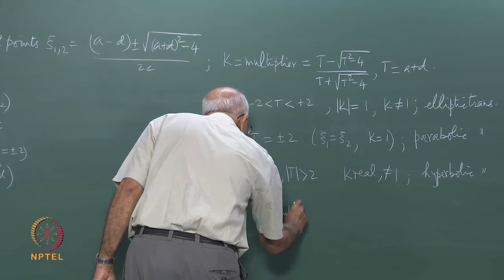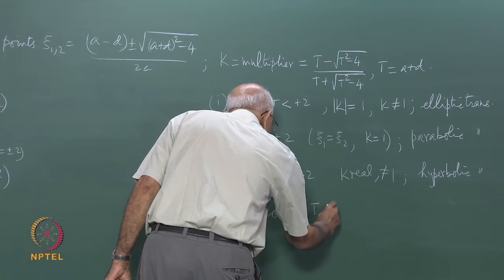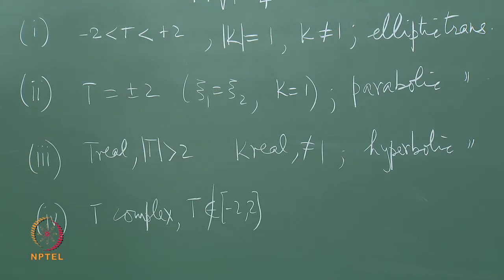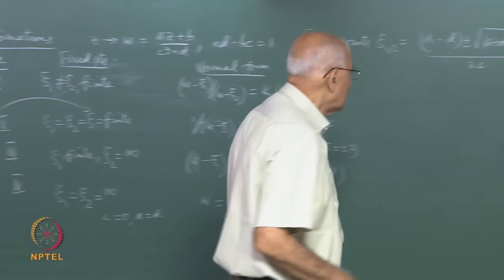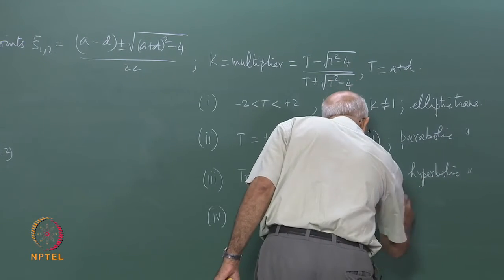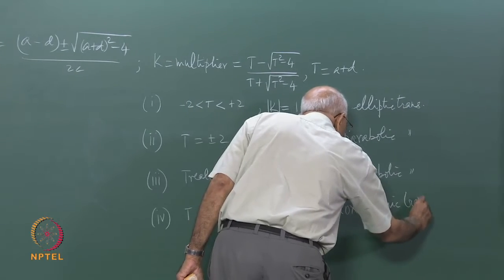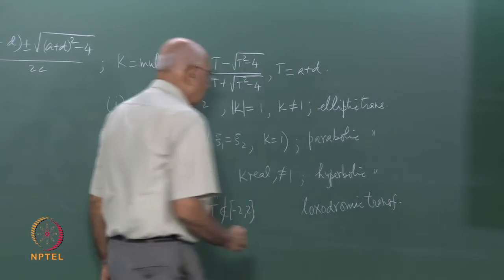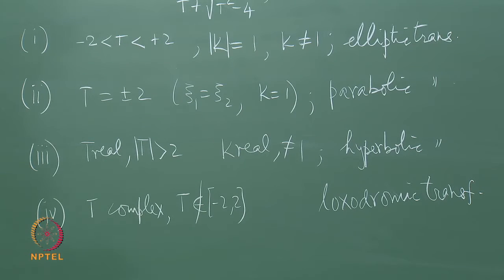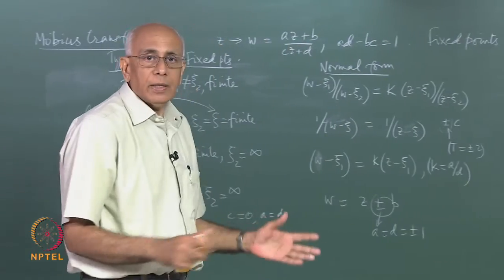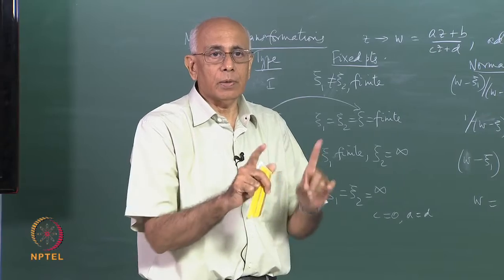complex, T not an element of -2 to 2. So it is not on the real axis, it is some complex number, and then this thing here is called a loxodromic transformation. This is a special case of the loxodromic transformation when the imaginary part of t vanishes and it sits on the real axis, but not in the interval -2 to +2.